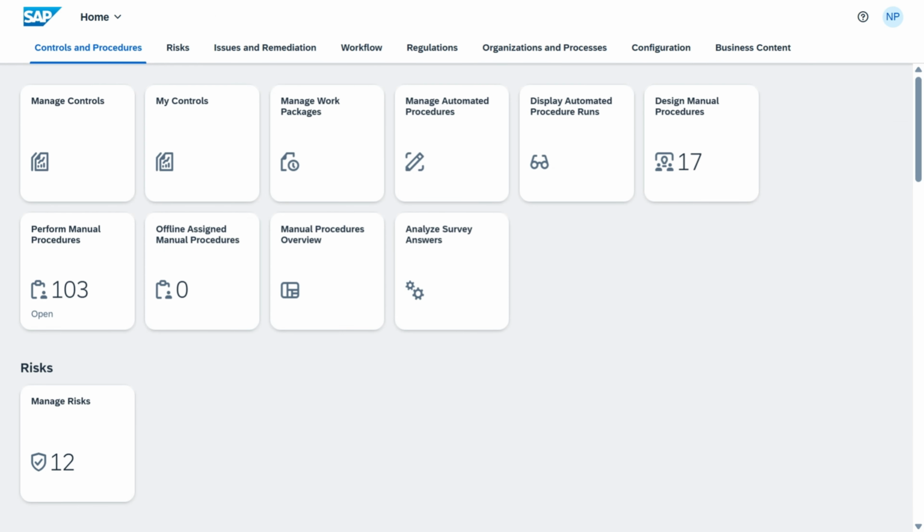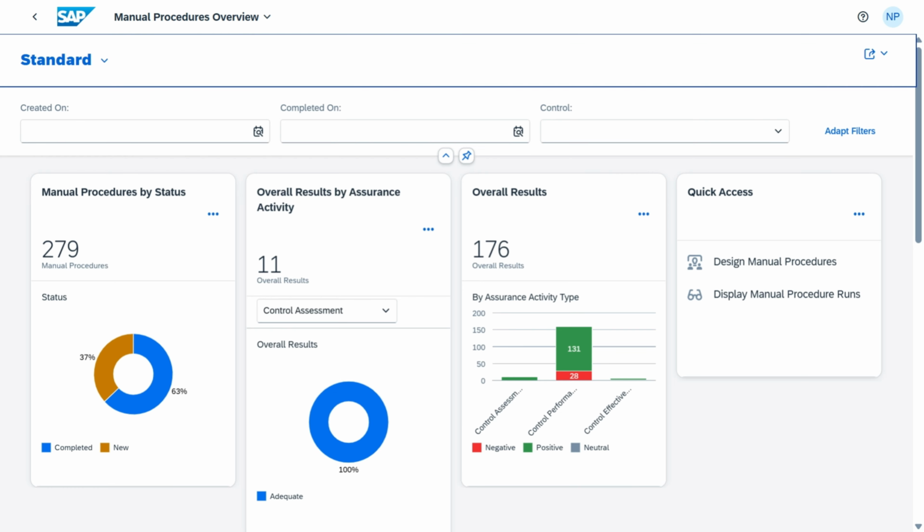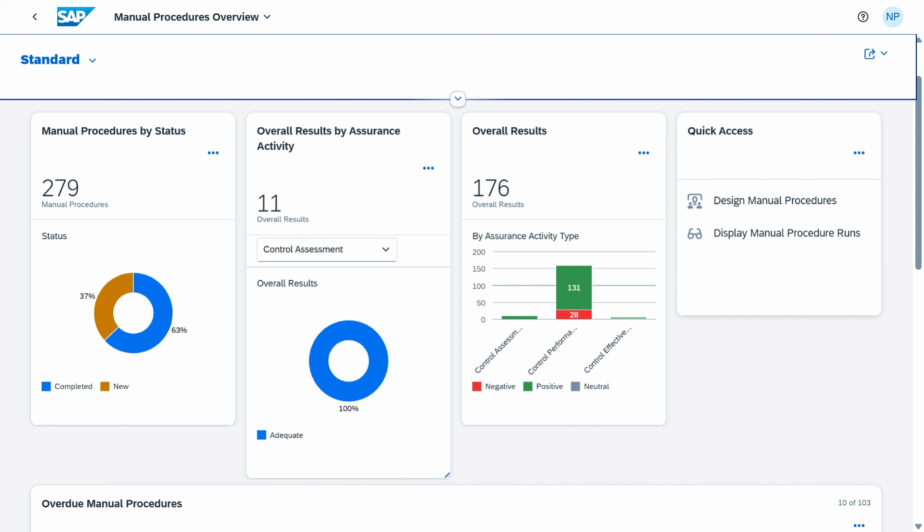We can review all manual and automated procedure results via standard RAM tiles. The manual procedures chart shows the status, activity types, and overall results for manually recorded results. The graphical objects are all drill-through for easy and precise access to actionable information.